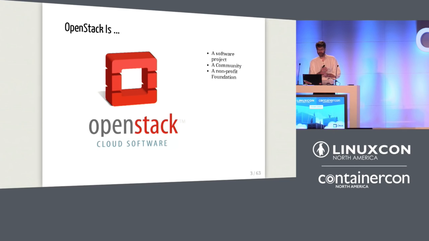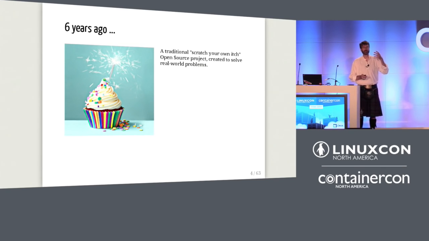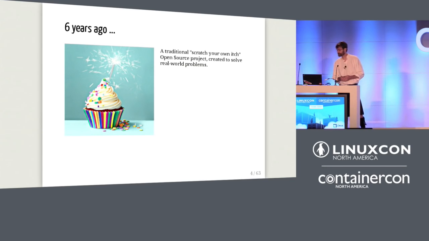OpenStack is, as I said, a nonprofit foundation, a software project, a community, and it is only 6 years old. It started 6 years ago in the very traditional way that open source projects start. There were a couple of companies interested in solving very specific problems. These two organizations were Rackspace and NASA. NASA had this problem where they were taking photographs, and individual photographs were going to take several months to upload to their AWS instances, because these photographs were terabytes and petabytes big. Pictures of space from the Hubble Space Telescope.